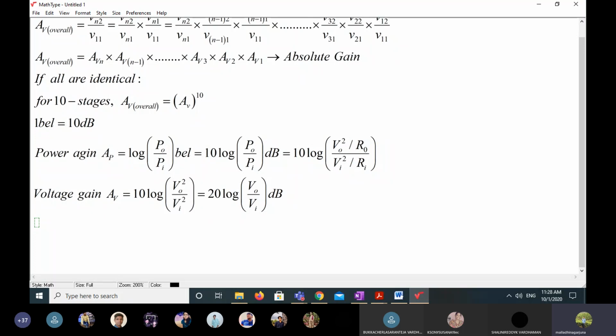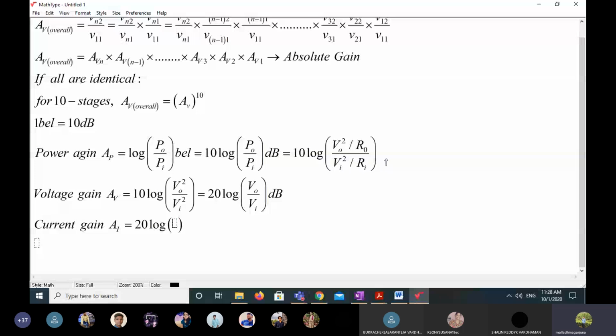Similarly, if we write the current gain from the power gain, AI equals 20 log I naught divided by Ii decibels.